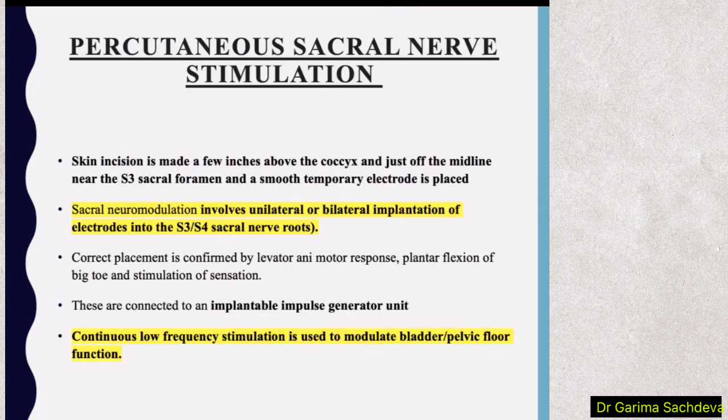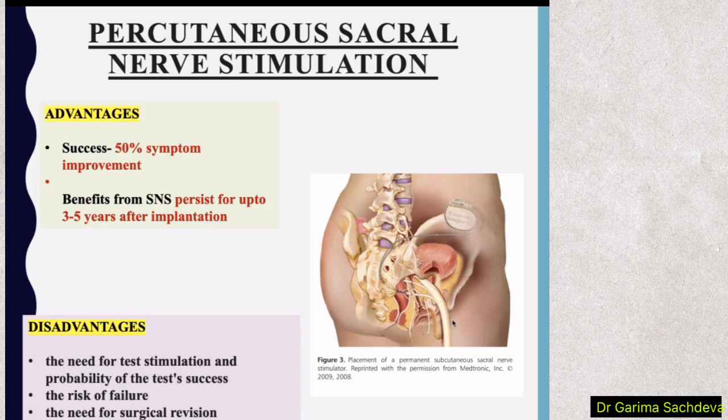So then the other option is percutaneous sacral nerve stimulation. You just need to know briefly about it. They don't ask you in detail about it. So how is it done? I'll just show you the picture. There is a device which is put, which stimulates the sacral nerves S2, S3, S4.